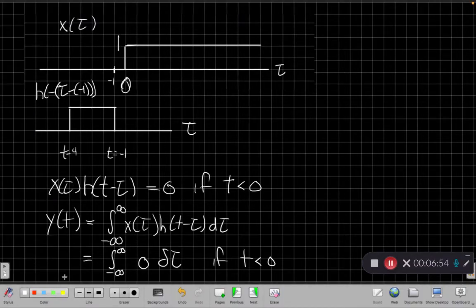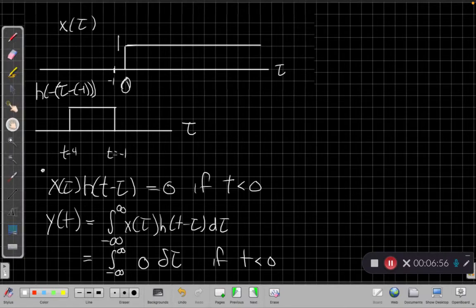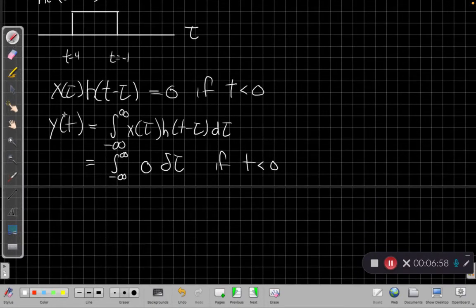I can scroll up a little bit. Because the area under the curve for all time of 0 is simply 0. So this tells me that y of t equals 0 for t less than 0, when the two things don't overlap. So that's the first region. Let's move on to the second region.